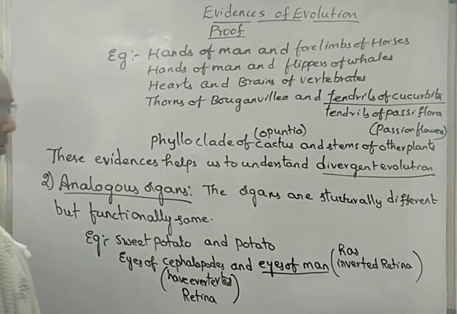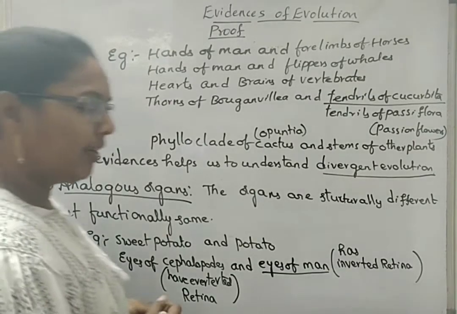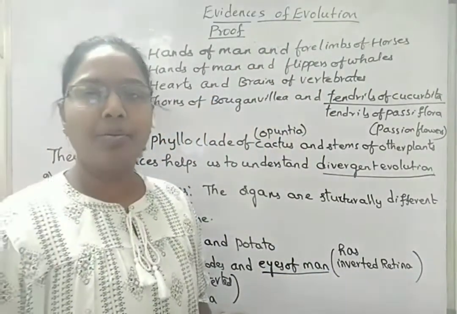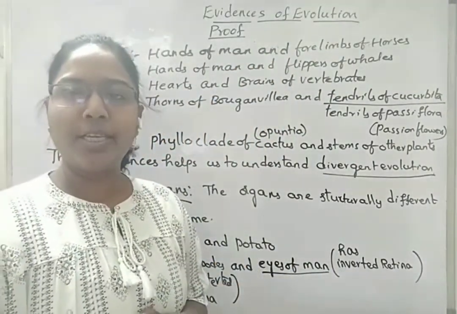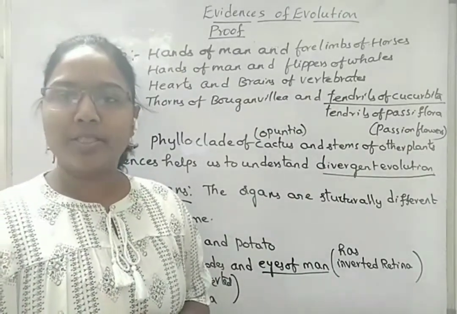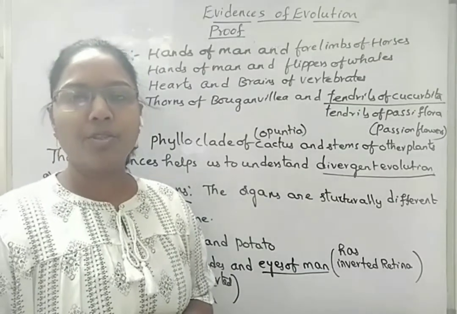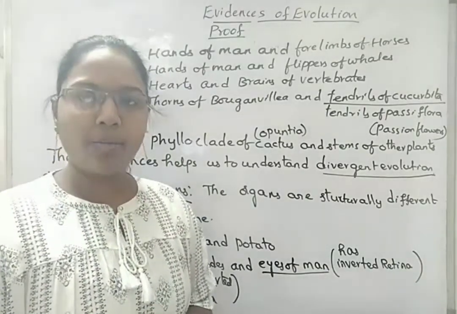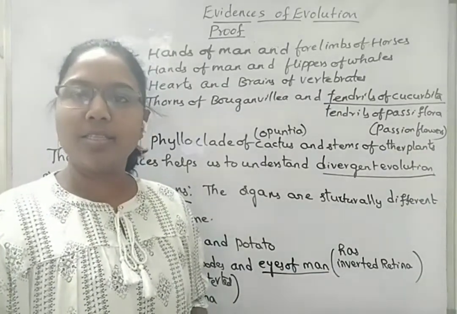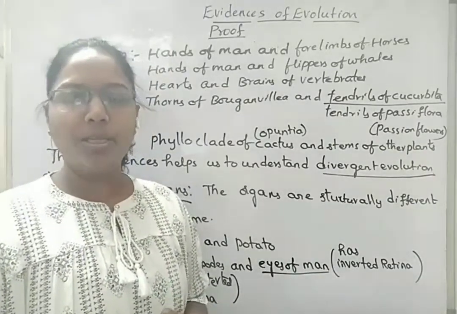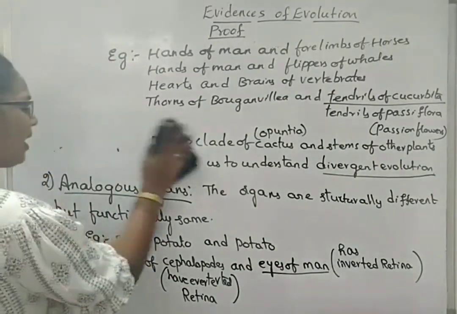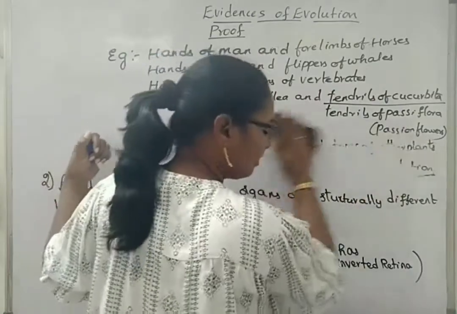Another example we can take is phylloclades of Opuntia and leaves of all plants. How? Phylloclade of Opuntia is a modified stem into a leaf-like structure that carries on photosynthesis. Leaves of all plants also do photosynthesis. This means the origin is different, structures are different, but they do the same type of function. That is one of the examples for analogous organs.